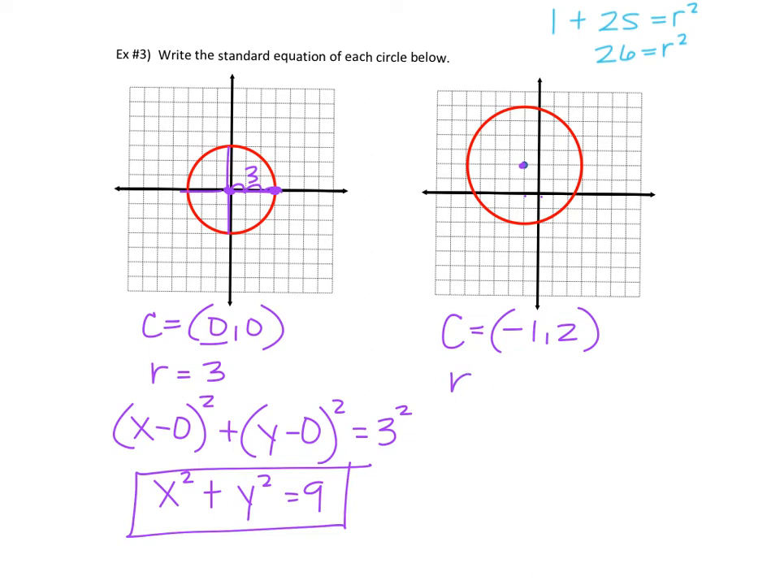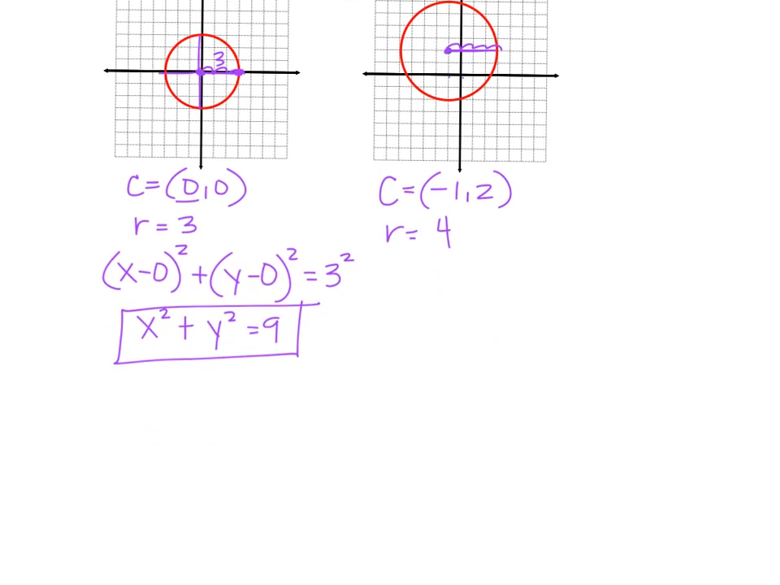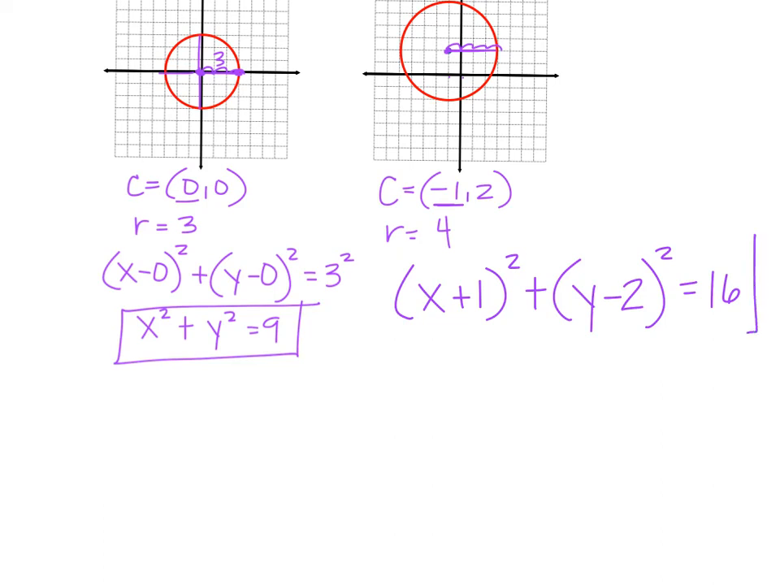Okay, and your radius, like I said before, you're just going to count, and you can go left, right, up, or down. So if I go to the right, 1, 2, 3, 4, so a radius of 4, that means my standard equation is going to be x plus 1, because it's minus a negative 1. So (x + 1)² + (y - 2)² equals the radius squared, which would be 16.